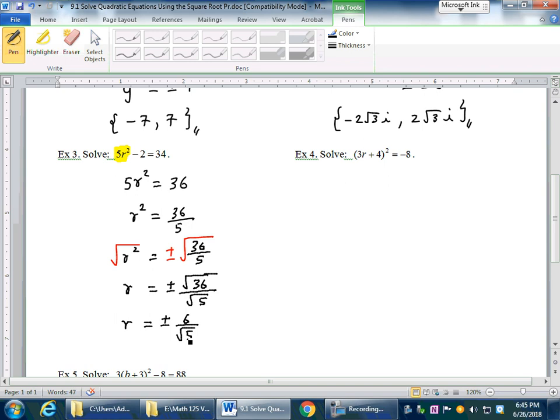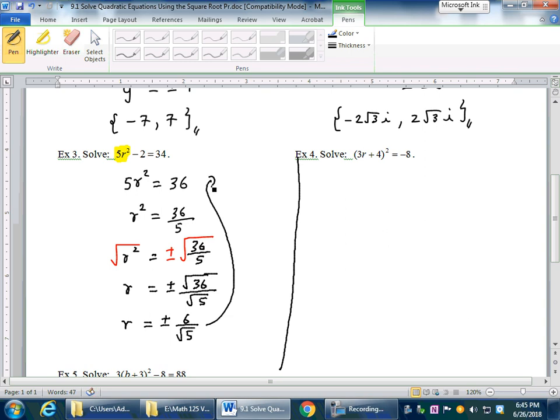In most textbooks and a lot of multiple choice tests on a final exam, you will not see a radical in the denominator. So it's always a good idea to rationalize your final answer. In this case, we're going to rationalize our final answer, which means I need to multiply the top and the bottom by the square root of 5.